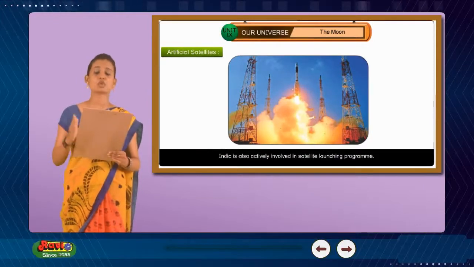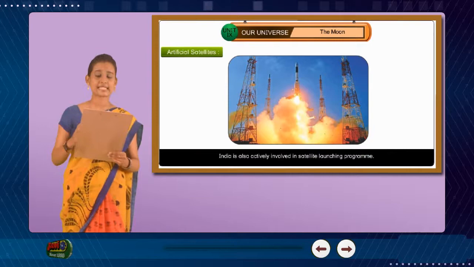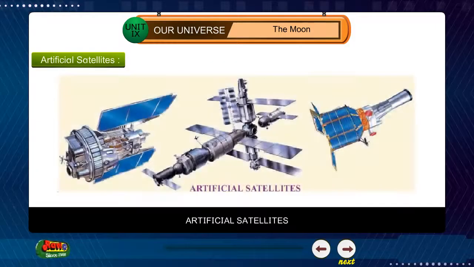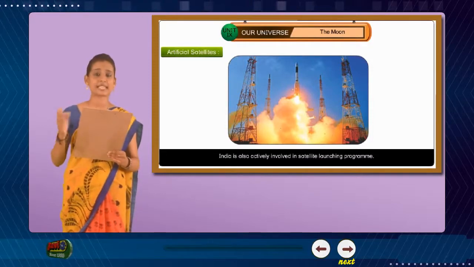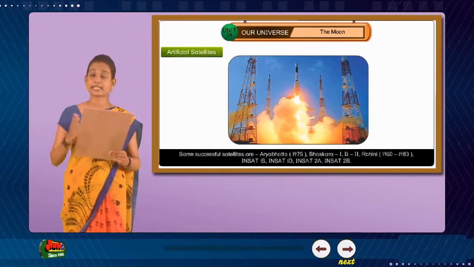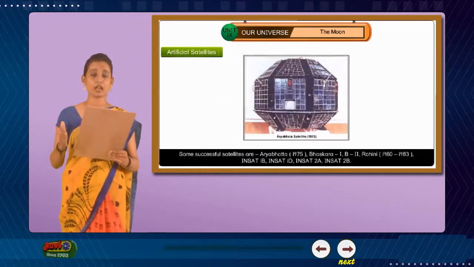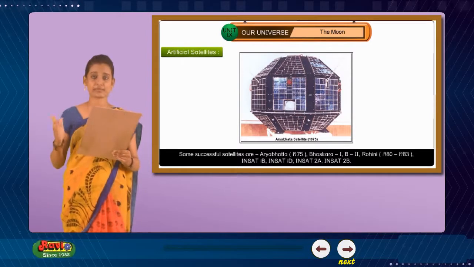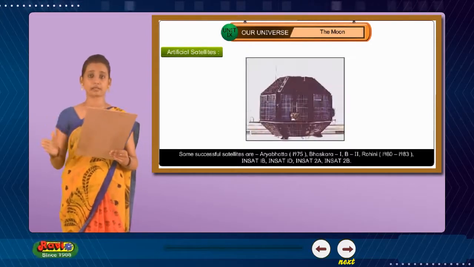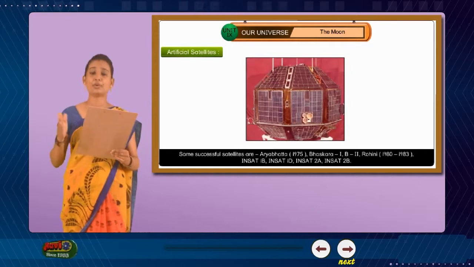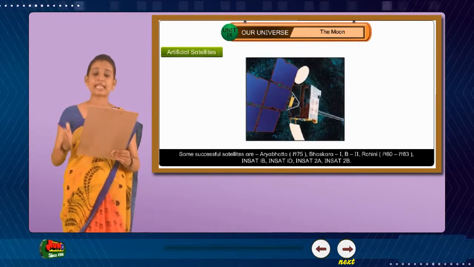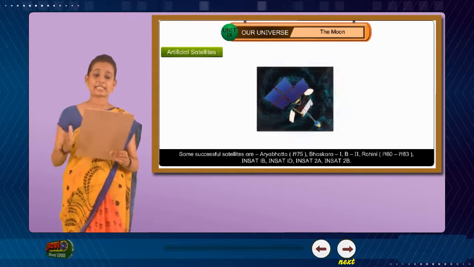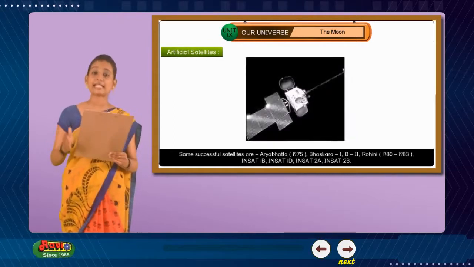India is also actively involved in satellite launching program. Some successful satellites are Aryabhatta 1975, Bhaskara 1, B2, Rohini 1980 to 1983, INSAT 1B, INSAT 1D, INSAT 2A, INSAT 2B.